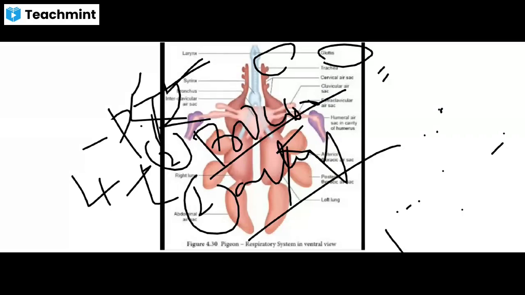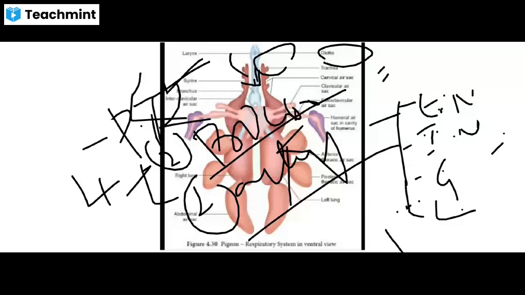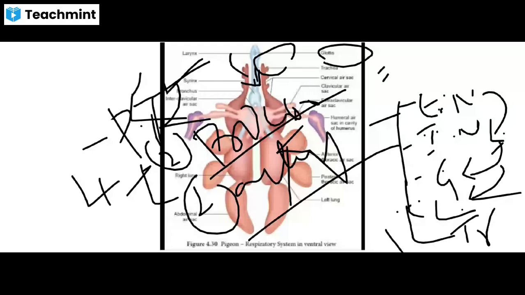The larynx opens into the trachea. It is just a reduced part present in the pigeon. The pigeon respiratory tract consists of external nostrils, internal nostrils, glottis and larynx, and it has a trachea. External nostrils open into internal nostrils, internal nostrils open into the glottis, glottis opens into a slit-like structure called the larynx. Next, the larynx opens into the trachea.